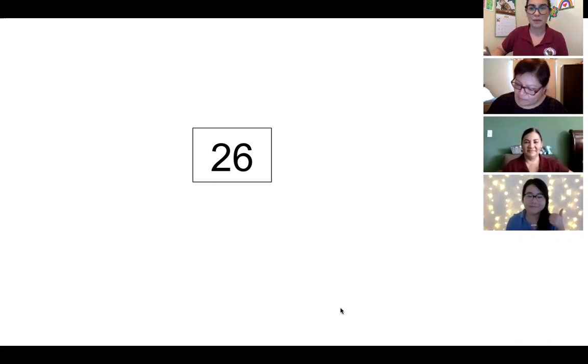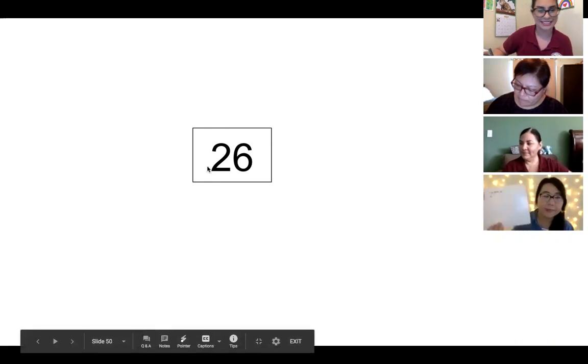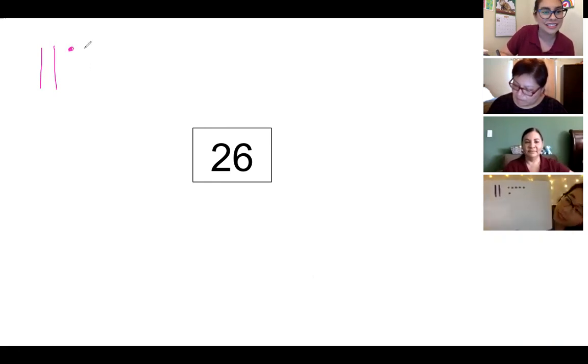All right, we'll start with Ms. T. Can you share your visual representation of 26? Yeah, so I always think of tens and ones. So I have 2 tens and 6 ones. Perfect. So 2 tens and 6 ones. Can you tell me more about how you organize your ones? Yeah, so I always count by fives because it's easier for me to remember and organize my thinking. So I did a row of 5 and then I had 1 left over.